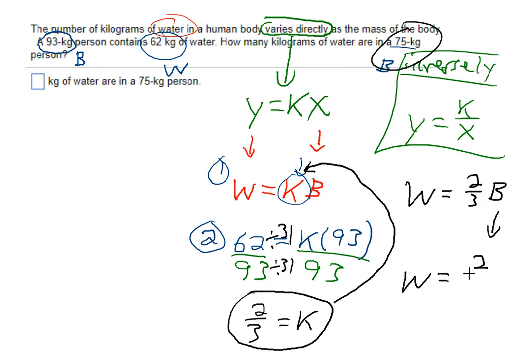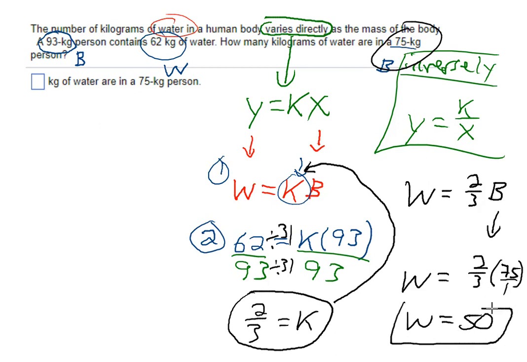So W equals 2/3 times B, which is 75. So what's happening there is 75 is getting divided by 3, which gets me 25, and then multiplied by 2, which gives me 50. Right? So when you plug that into your calculator, or if you want to do it by hand, you get 50. And so that tells me the amount of water. It'd be 50 kilograms of water. All right, so that's step 3, is answer the question. Step 1, get the formula. Step 2, solve for K. Step 3, plug the number in and answer the question that they're asking you.